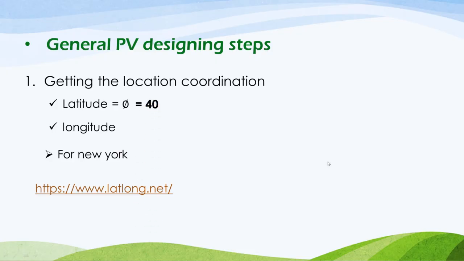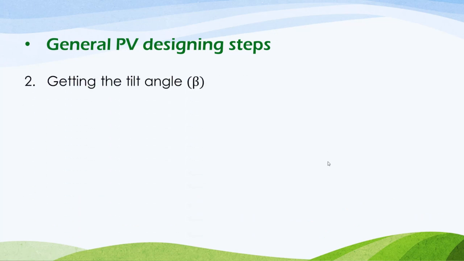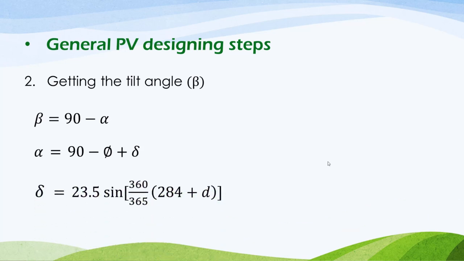After getting the latitude and the longitude, the next step is to get the tilt angle theta, that is the installing angle of the panels on the ground. As we learned before, theta equals 90 minus the elevation angle, but the elevation angle is still unknown now. The elevation angle alpha equals 90 minus the latitude plus the declination angle. We have just calculated the latitude, but we need to calculate the declination angle itself. This is the declination angle formula, and we knew that it depends mainly on the day number in the year at which we need to detect the Earth declination.